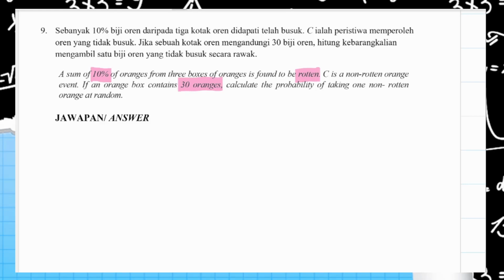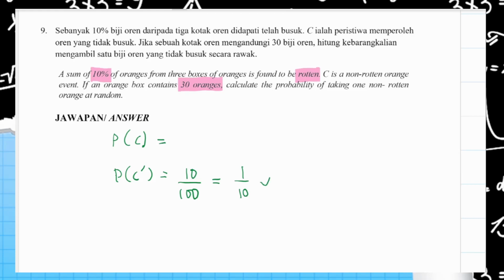Okay, so dia nak P(C) lah. Sebab C adalah kebarangkalian untuk dia pilih non-rotten kan. Okay. So kalau tengok dekat sini, dia bagi tahu yang rotten ada 10%, right? Okay, 10% rotten means that P(C prime) equal to 10%, which we can simplify to 1 over 10. So actually yang rotten adalah 1 over 10.